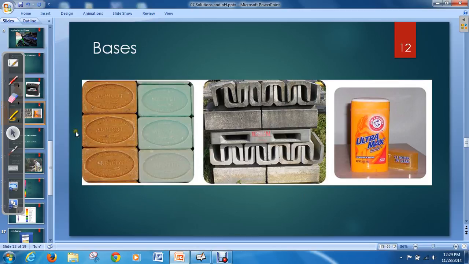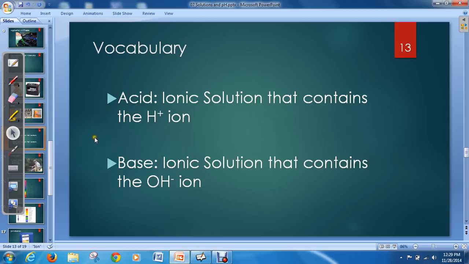And so here's the key idea of the separation between an acid and a base. They're both ionic solutions. But an acid is an ionic solution that contains the H+ ion, and a base is an ionic solution that contains the OH- ion.